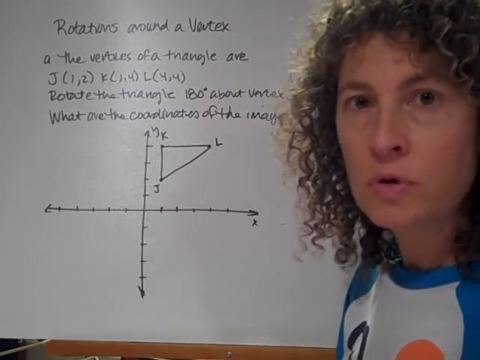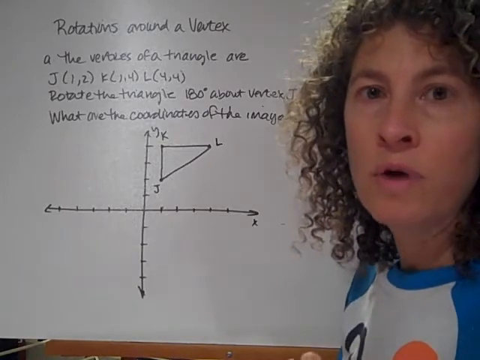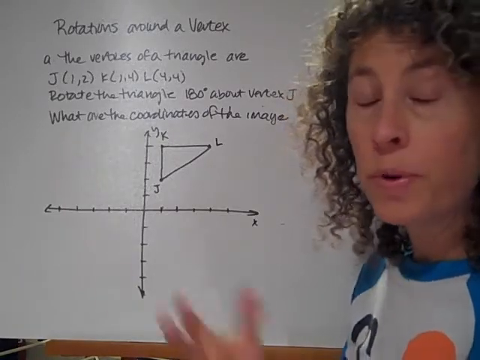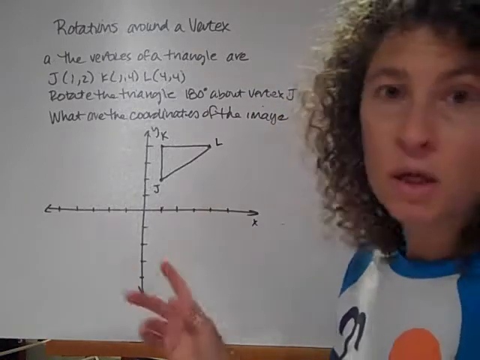Today we're going to talk about rotating around a point. Typically we're going to have you work around one of the corners of the shape, but it could be a random point in the middle of your coordinate plane. So let's take a look at what we've got here.